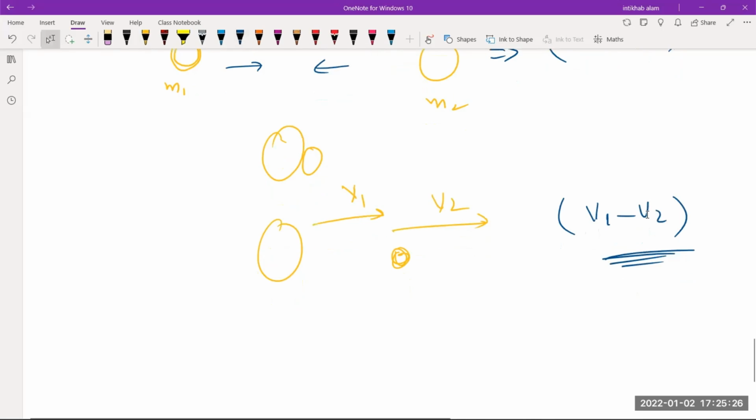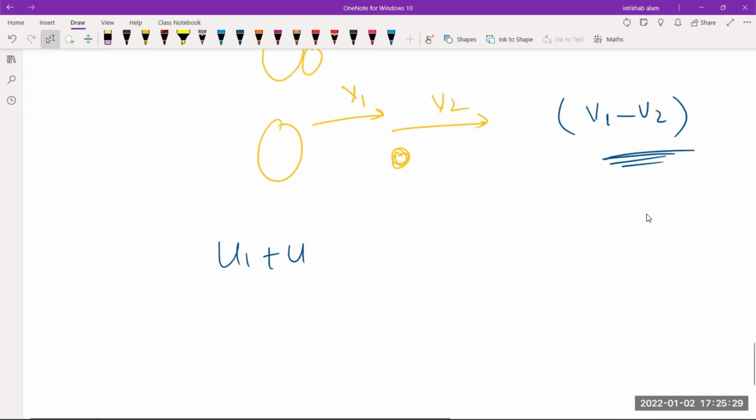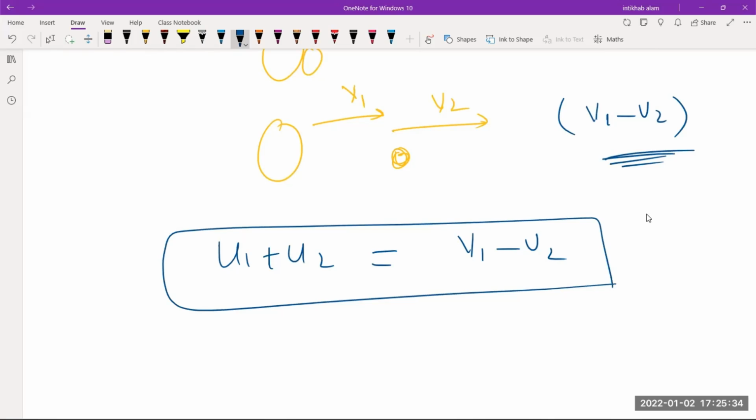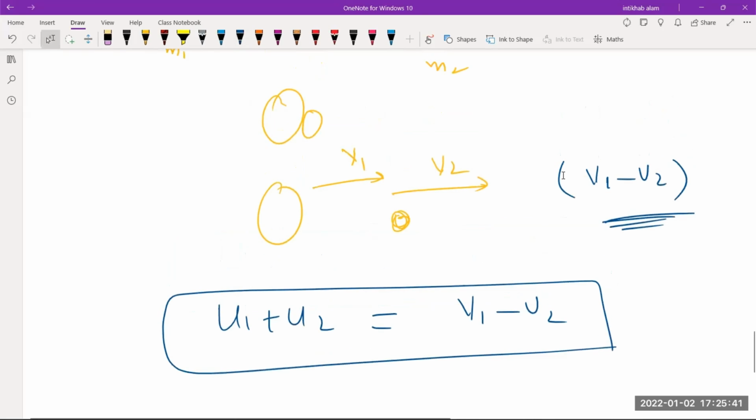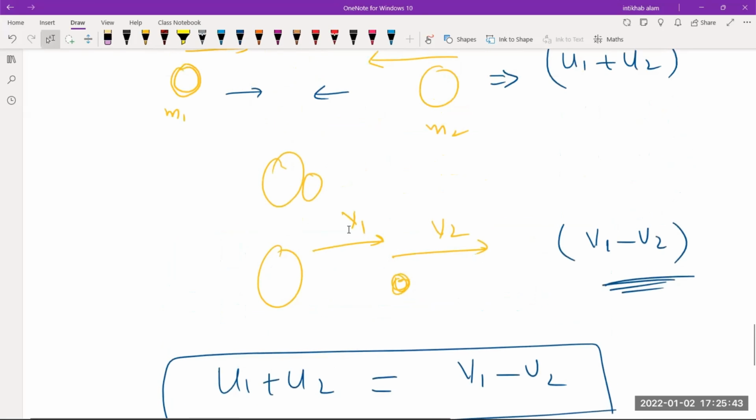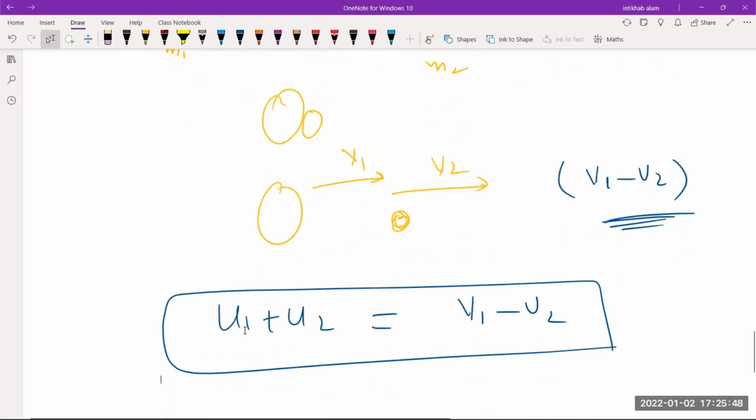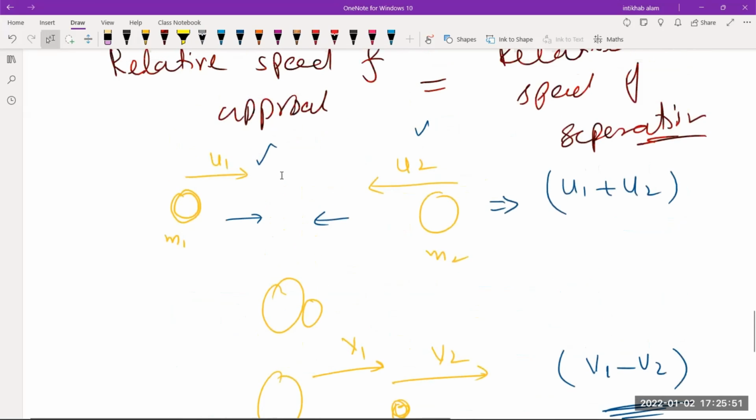So the rule says u1 plus u2 would definitely be equal to v1 minus v2 if it is an elastic collision. But the sign depends on the directions given. You have to decide about the signs after knowing the directions of the velocities, because there might be plus or minus anywhere, depending upon the situation given to you. So in any given situation, you can talk about the relative speed of approach and relative speed of separation.